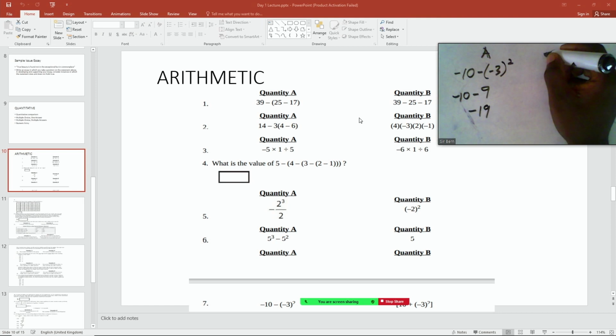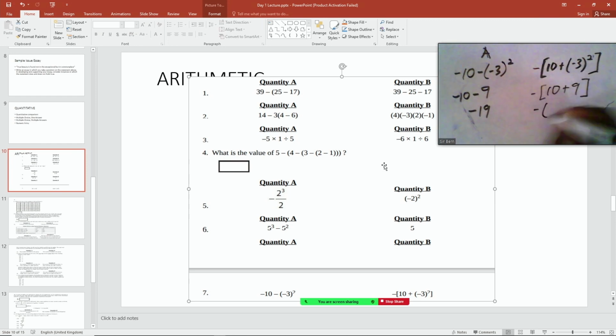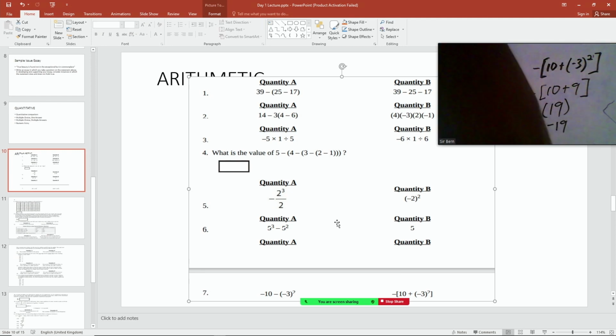Then on the quantity B side, we have a bracket 10 plus minus 3 squared. So minus 3 squared will give us also positive 9. So this will give us minus outside 19, multiplying giving us minus 19. So the two quantities are equal, minus 19 minus 19. So our answer is C. That is, the two quantities are equal.